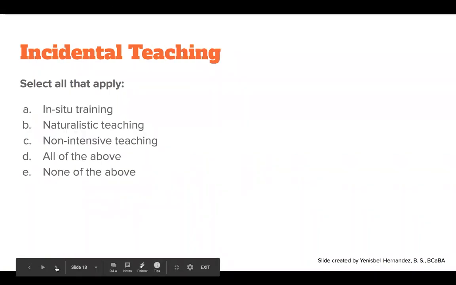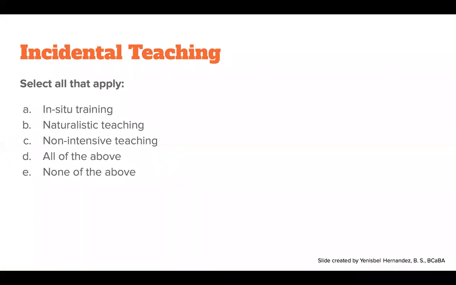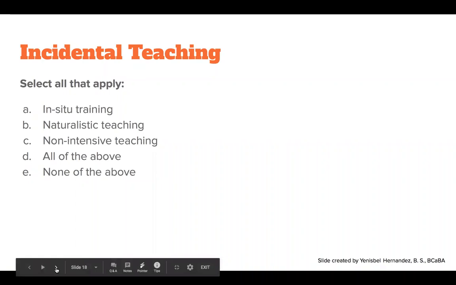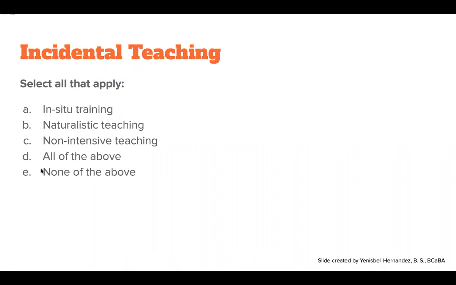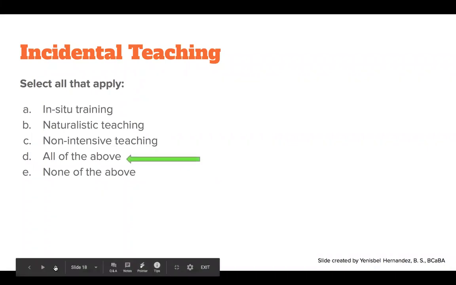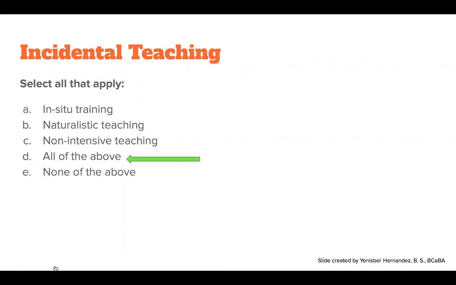Incidental teaching. In situ training. Naturalistic teaching. So if you have multiple choice, which one would you pick? Naturalistic teaching. A, D, A and B? D. D is the answer. All of the above.